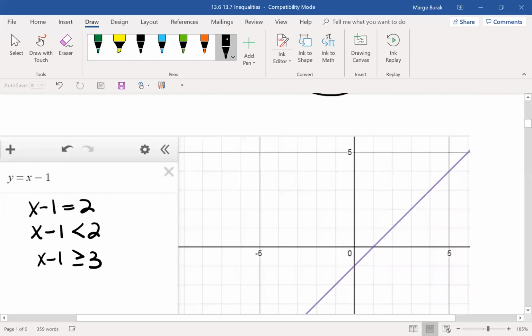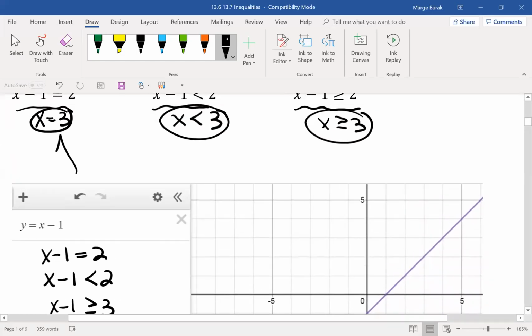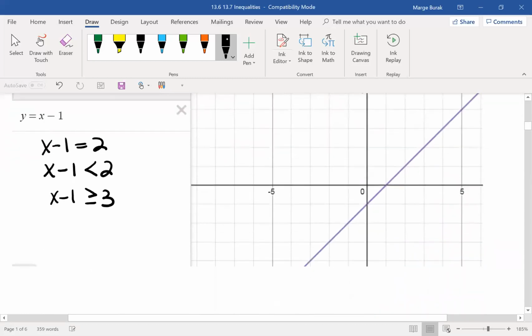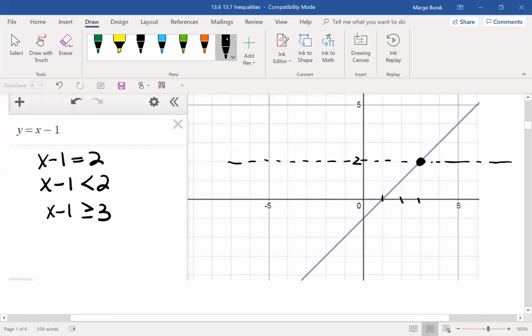Where it's equal to 2, we see that was at x equals 3. 1, 2, 3. Sure enough, it's equal to 2. Here's my 2, so this is where it's equal to 2. I'm going to draw a line because now I want to know where that function is less than 2, and that's going to be right here.